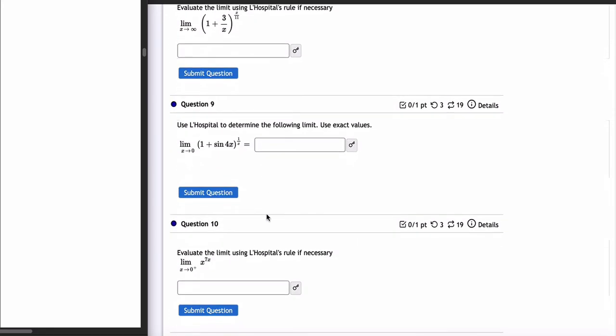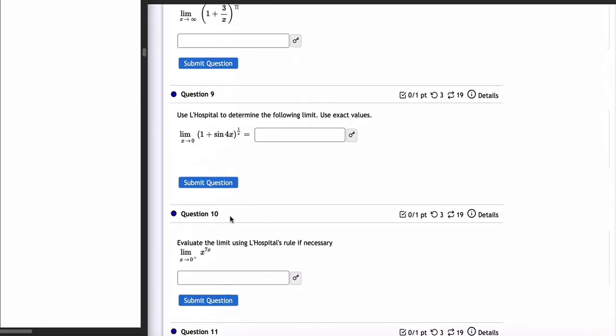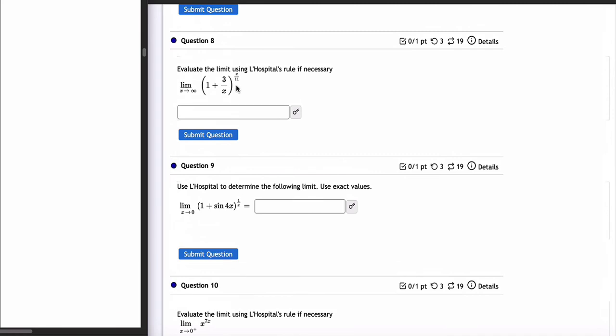Questions 8, 9, and 10 are all kind of the same flavor. You see these exponents here. And when you see exponents with variables in them, that's the third type of indeterminate form, the third class, I guess, of indeterminate form. What you're going to do on all of these problems is involve natural logs.